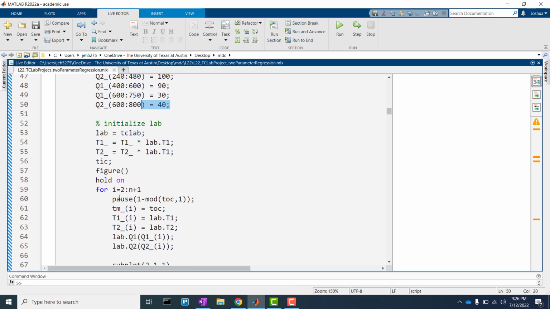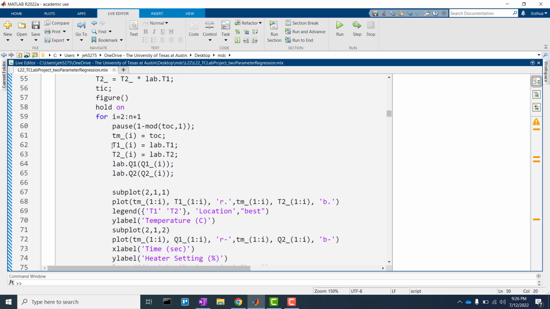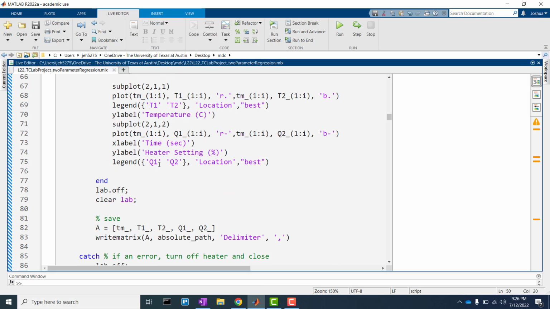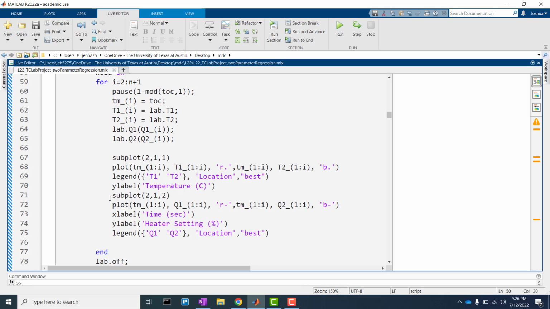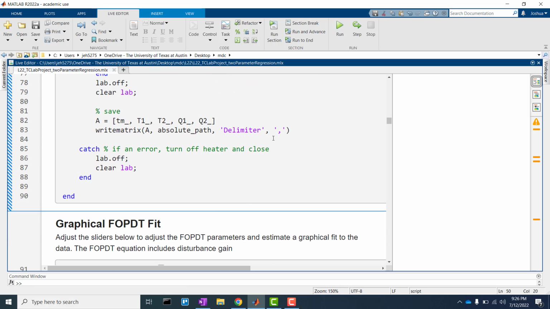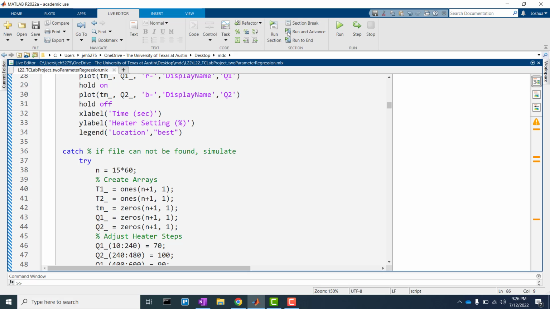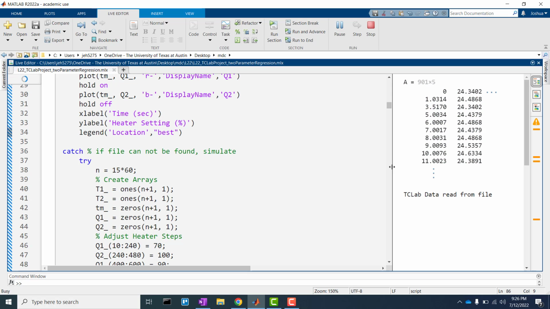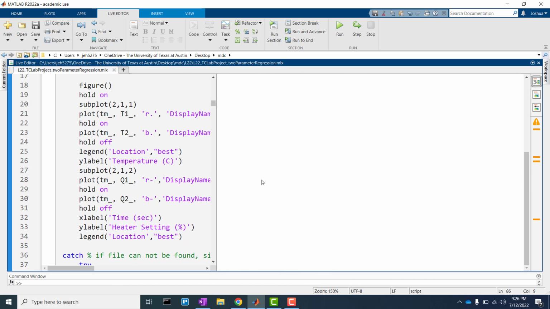We'll then connect to the lab, start our timer, start our figure, and then, similar to before, just implement our step changes, ticking away. And then finally, lab.off, and then saving the CSV, as you can see right here. If there is any error, we'll catch it and just turn the lab off and clear the lab for convenience's sake. I actually already have this saved. So we'll go ahead, run it, and plot the results.